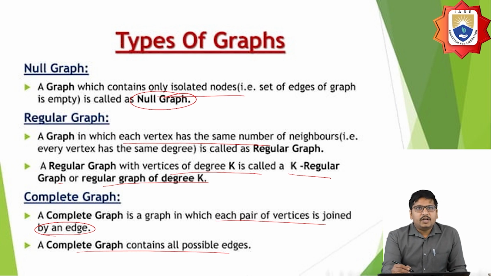So the types of graphs here. A null graph is a graph which contains only isolated nodes. That should be treated as a null graph. That means the graph does not have any set of edges. So this one will be called a null graph.